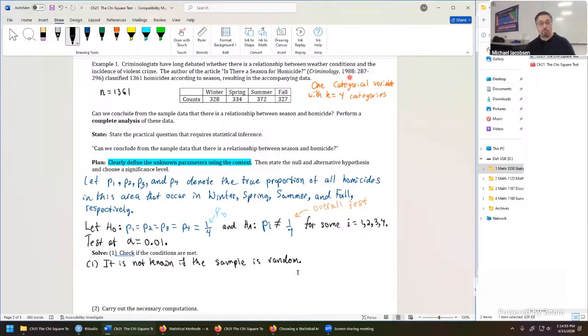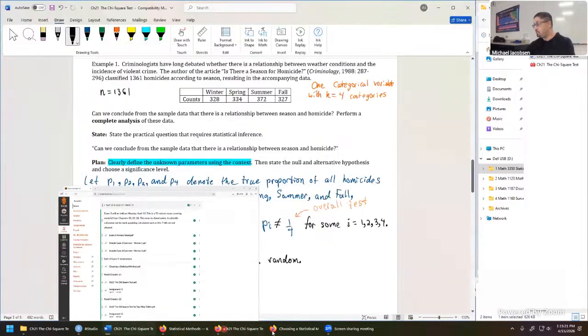So part 1's done. Now part 2, we have these particular counts that came up in the study. And depending on what the null hypothesis looks like, a random sample of 1361 observations might not be enough. That sample might be too small, especially if one of these parameters takes on a very, very small proportion. We could be in slight trouble there. So here's what we have to check specifically.